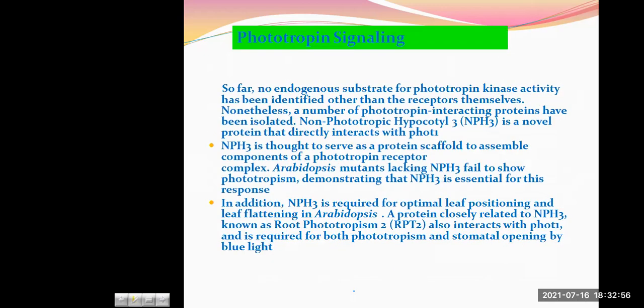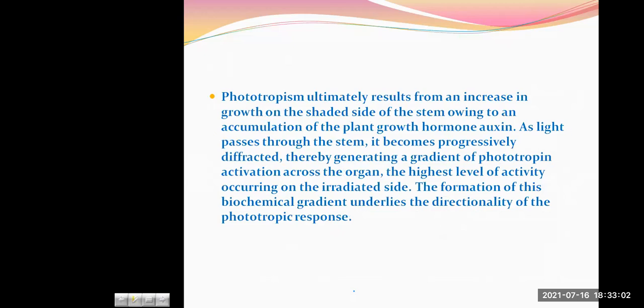Phototropin signaling, it is beyond your scope. It is not that important, but actually phototropism ultimately results in an increase in growth on the shaded side of the stem. That is, the side which does not face the light grows more than the side which is in direct contact with light. What happens is that on the shaded side auxin accumulates, and the auxin hormone has a role.